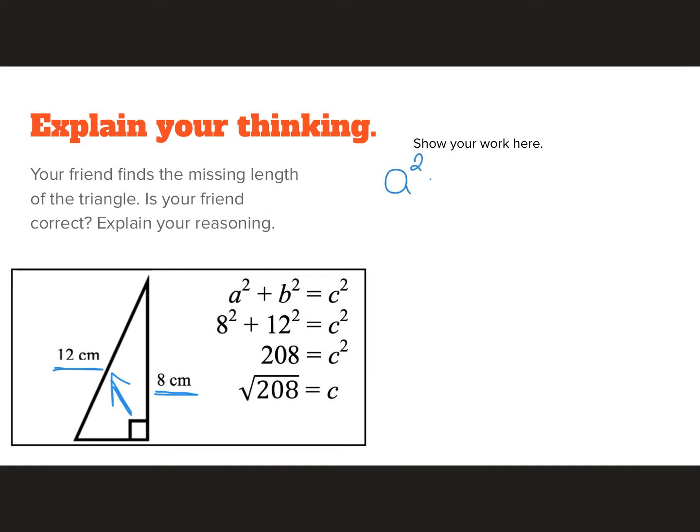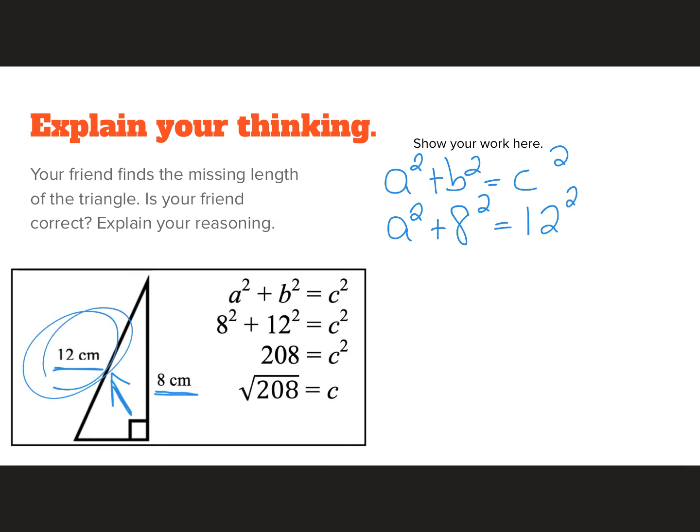A squared plus b squared equals c squared, by saying a squared, or b squared, whatever, plus 8 squared equals 12 squared, because remember, that is side C. So if we do that, we get a squared plus 64 equals 144. We subtract the 64 from both sides.